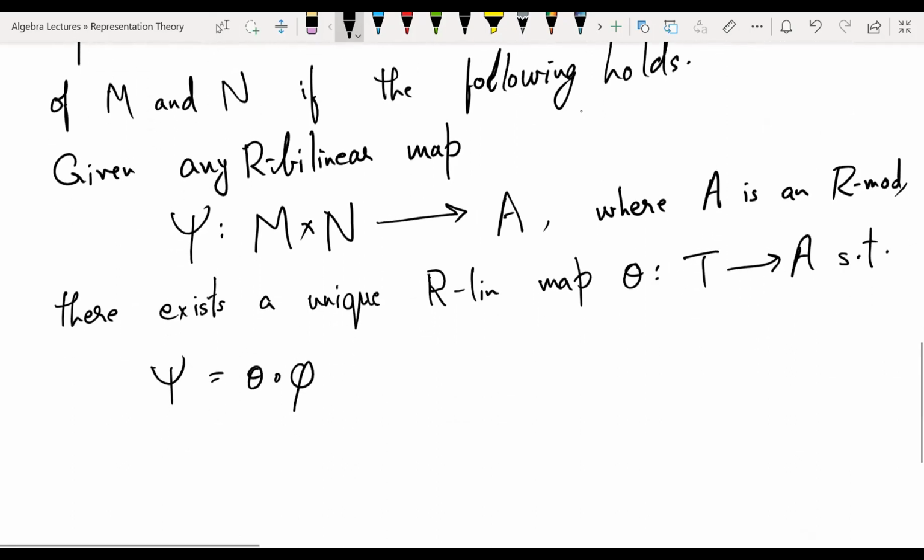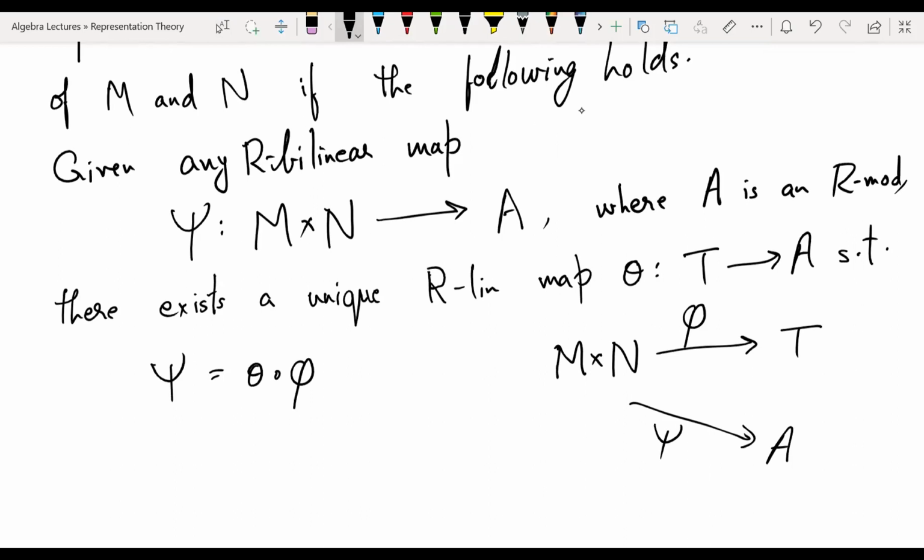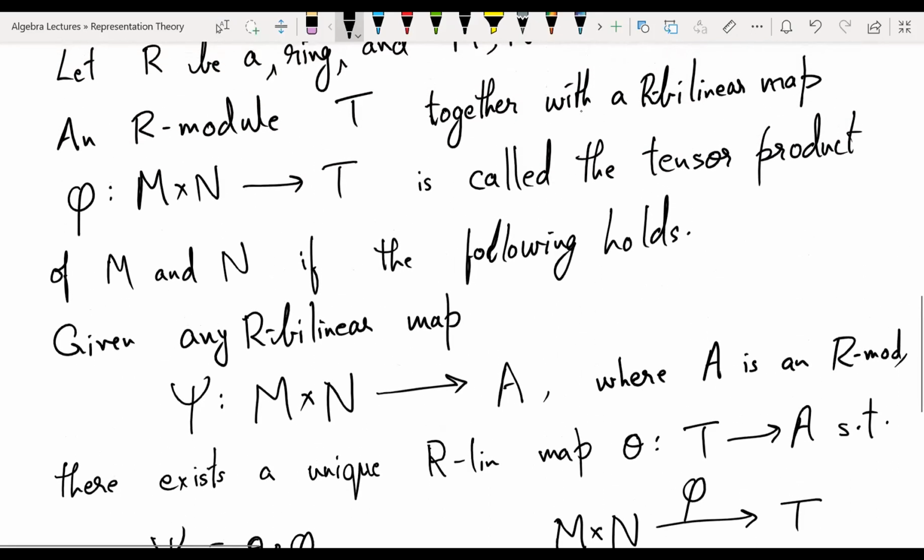So if you want to put it in a picture, you can write it as a commutative diagram. So M cross N to T, and you have A. So this is your C, and this is your theta. So this phi is part of the data. The tensor product consists of this bilinear map also. So it comes with this bilinear map M cross N to T.